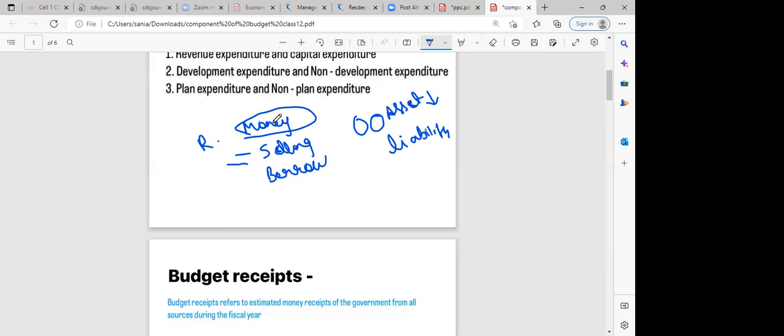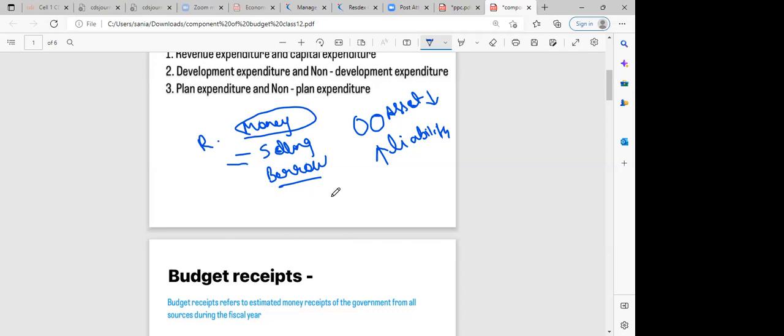So if you are selling something and getting money, that means your assets are decreasing. But if you are borrowing it from someone, what is happening? Your liability is increasing, right? Your liability is increasing. So these are the two terms, asset and liability. In the whole thing, we will only understand because of this. Either your asset will be decreasing or increasing, or your liability will be decreasing or increasing. Okay, clear?